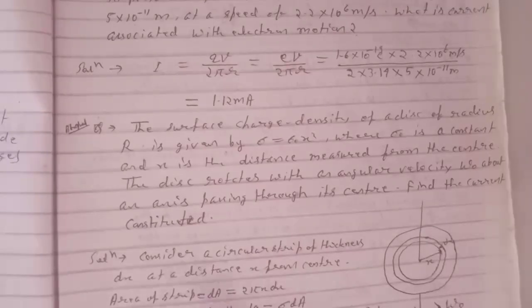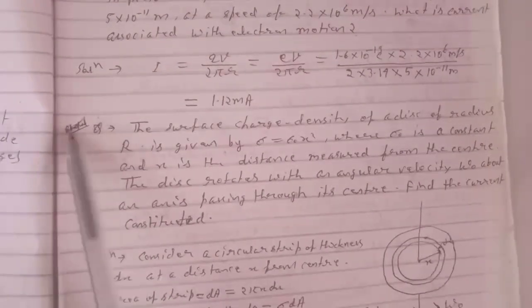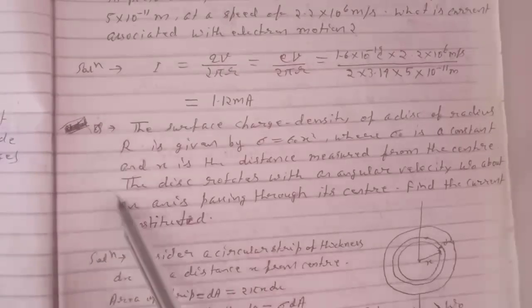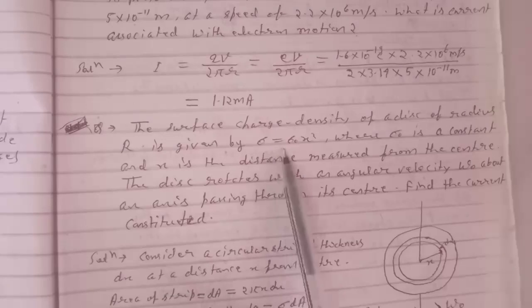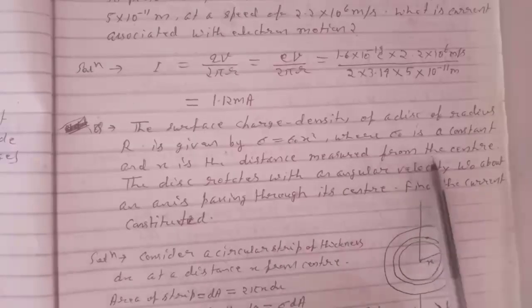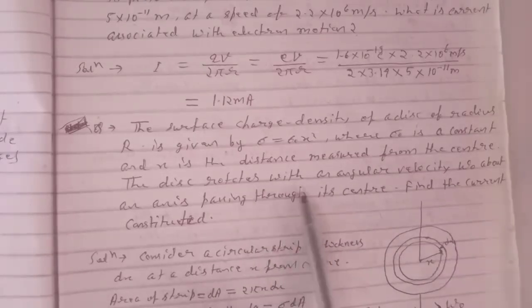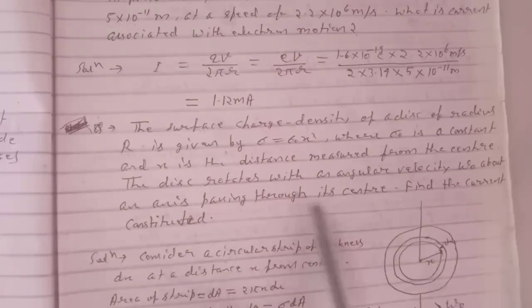Next question. The surface charge density of a disk of radius R is given by sigma equals sigma naught x squared, where sigma naught is a constant and x is the distance measured from the center. The disk rotates with an angular velocity omega naught about an axis passing through its center. Find the current constituted.